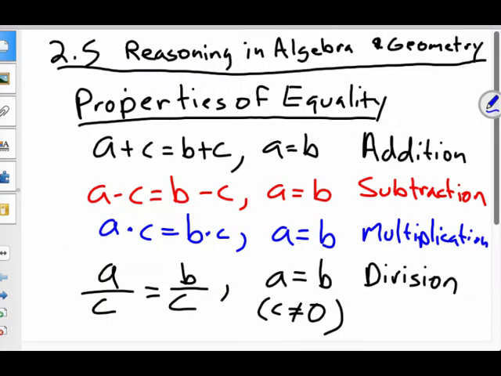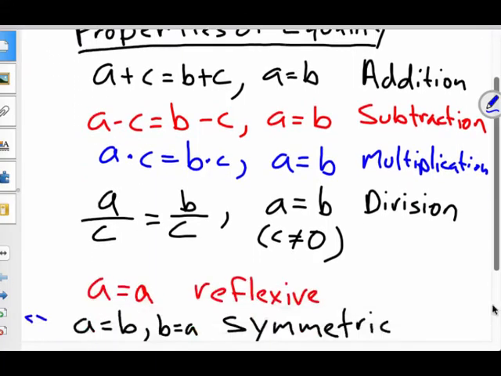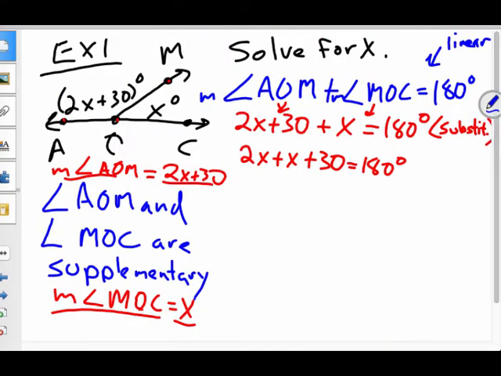When I rearrange the order of things, that isn't one of these properties of equality, is it? No, but it is a property of algebra. That's the commutative property, right? Now what happens here with the x's? Can I factor out an x like this and say 2 plus 1 x plus 30 equals 180?